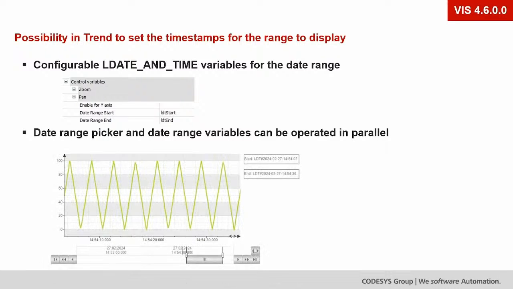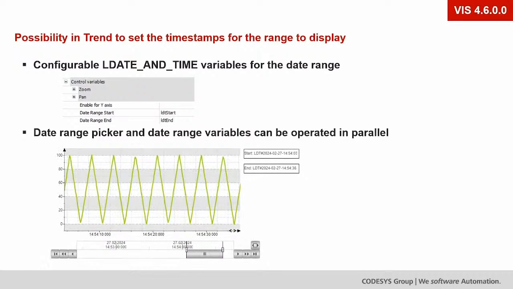The variables can be set via a date time picker within the visualization, or you can edit them with a desired format in an input field. The range can now be set using both the date range picker and the time variables. If the time range is changed using the date range picker, the timestamps in the variables are also adjusted. This also makes it possible to read out the set time range.